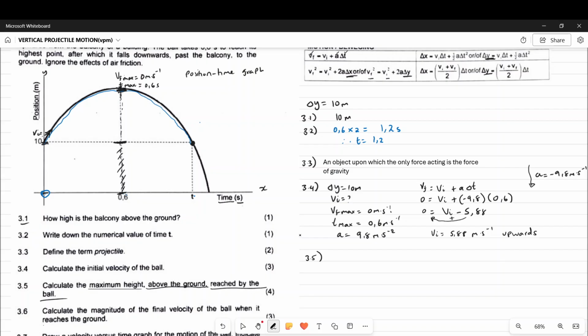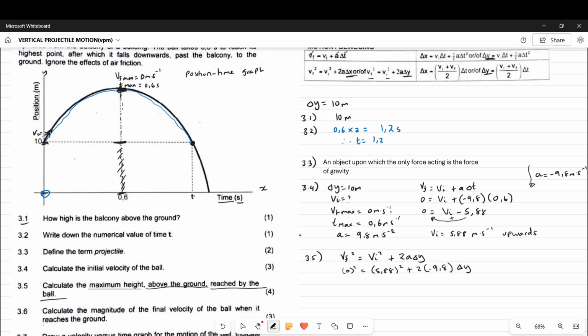We know the acceleration due to gravity, and we can get our delta y. Right, so let's use that. So now you can just say V final squared is equal to V initial squared plus 2a delta y, right? So V final at the maximum, we know that it will be 0 squared, is equal to V initial, which is 5,88 squared, plus 2a. A in this scenario is negative 9,8, right? And delta y.